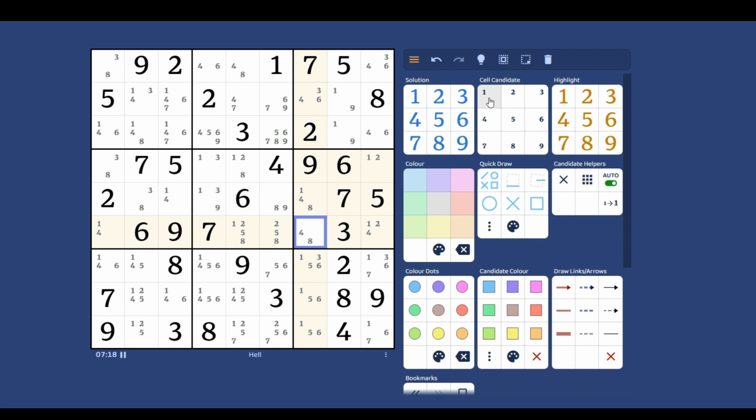Now, astute viewers will notice that this is actually a type of ALS-XZ technique. If we treat these two cells as our first ALS and this bivalue cell as our second ALS, we could define 2 as our RCC and 1 as our other shared candidate. And we could say that this 1 in this box would empty out both ALS at the same time, therefore we can eliminate that. And if that sounded like a bunch of gibberish to you, go watch the advanced group video. That will explain a lot more. But overall, the XYZ wing actually has a lot more similarity with ALS techniques than it does with chain techniques, despite the very similar structure to the XY wing.